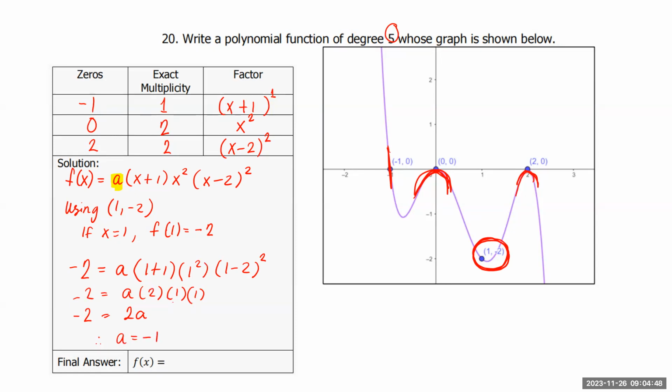So our final answer should be f of x is equal to -1, or let's just cancel 1. So we just write it this way. And this is our final answer. You can have a 1 there or you can also leave it out. Okay?